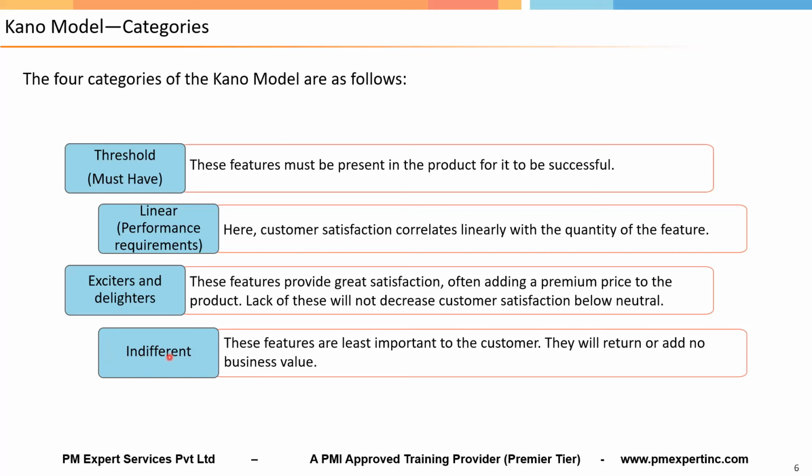See, there might be a feature in your product about which the customer is least bothered, least interested or not at all interested. That is indifferent. So we won't be delivering it. Is that okay, Ekta? Remember in the Moscow model also the last category was won't have? But that is different from indifferent. In won't have, what did I say? I don't want it right now. As of now, I'm putting it on hold. Later on, if required, I'll deliver, or based on my budget and time constraints, I'll deliver. Is that okay?